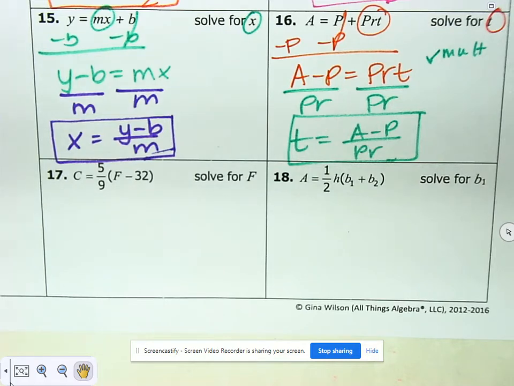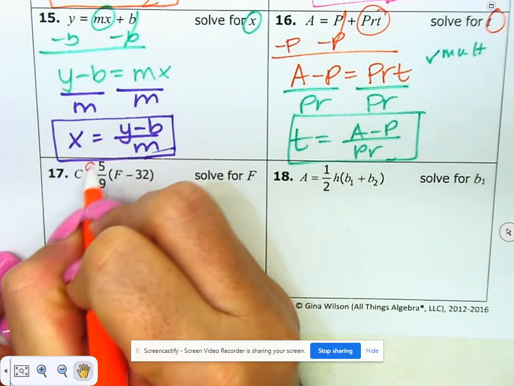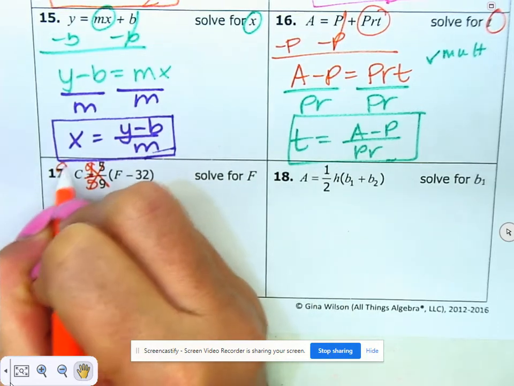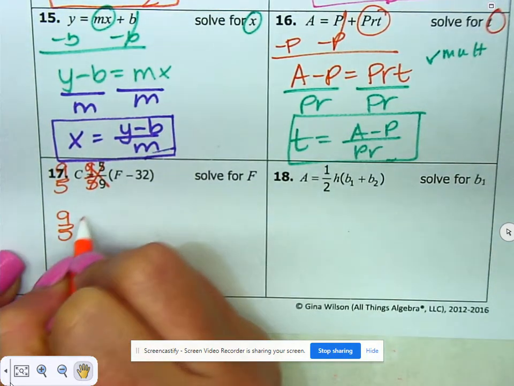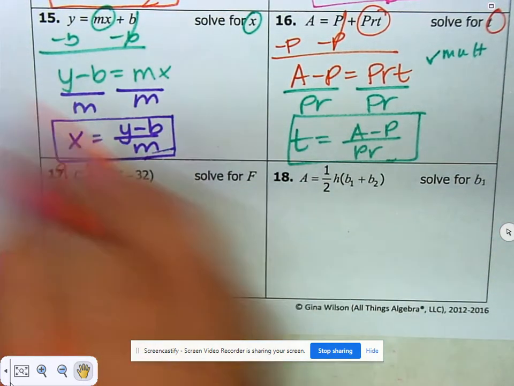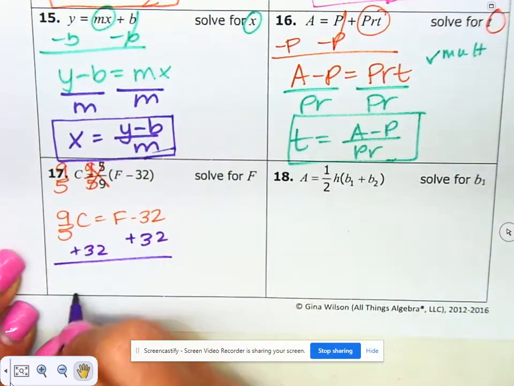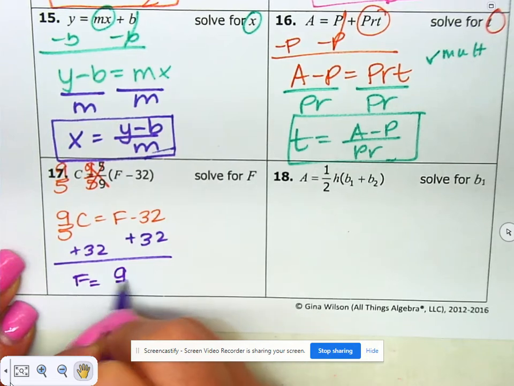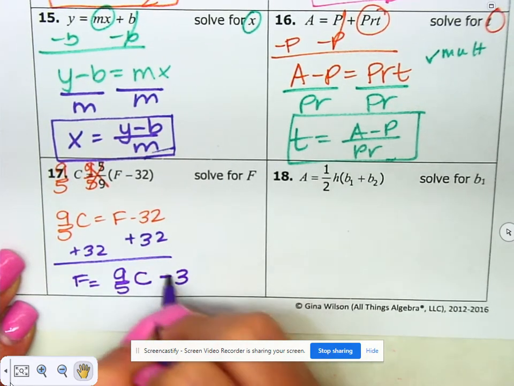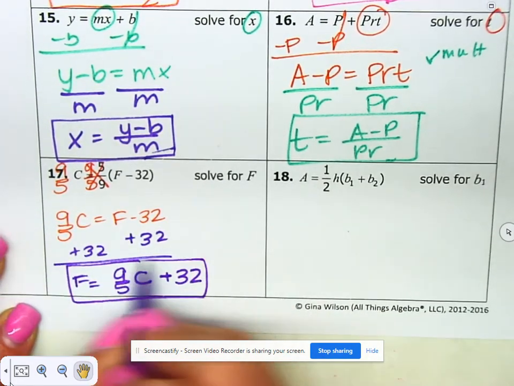All right, last two I'm going to just do relatively quickly because, like I said, you won't see much like this. We're going to multiply by the whole reciprocal. That got rid of that whole fraction at one time. And then I'm going to move the 32. So it's going to be that F equals 9 over 5 C plus 32.